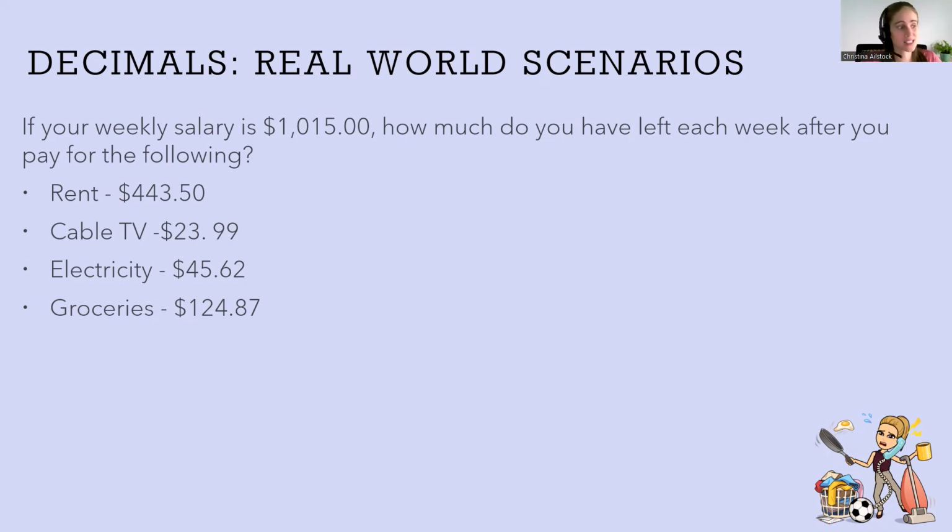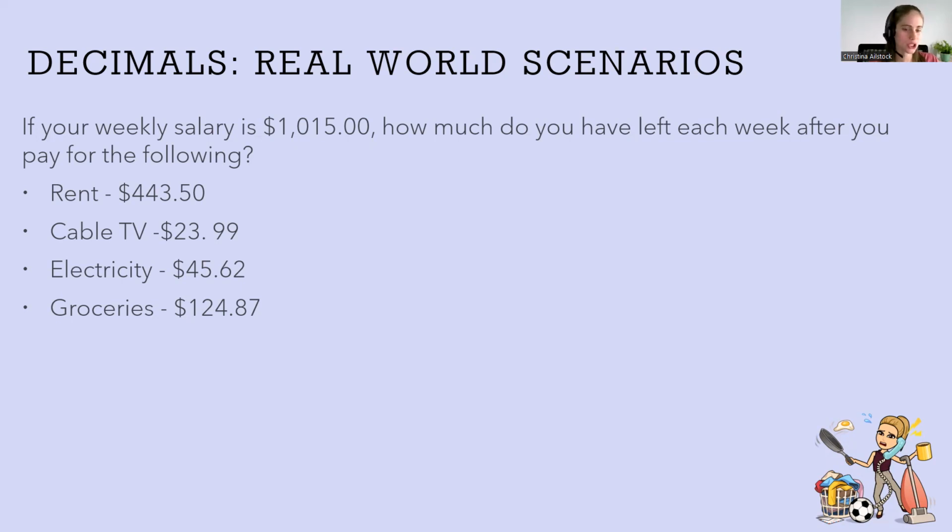All right, in this case, there are 2 different ways that we could do this. Either one, we could take our weekly salary and first subtract the rent, then take that total, subtract the cable, then subtract the electricity, then subtract the groceries. Another way we could solve it is we could add up all of our bills, so we could add the rent, cable, electricity, and groceries, and then subtract that total from our weekly salary. Either way, you're going to get the right answer.